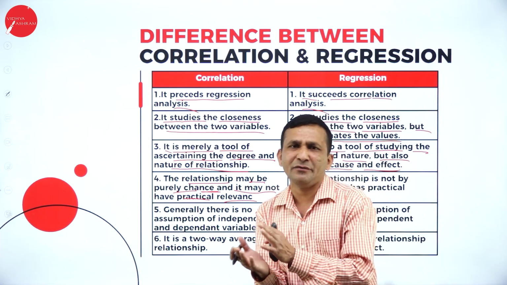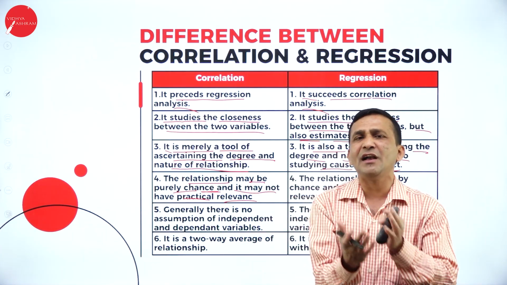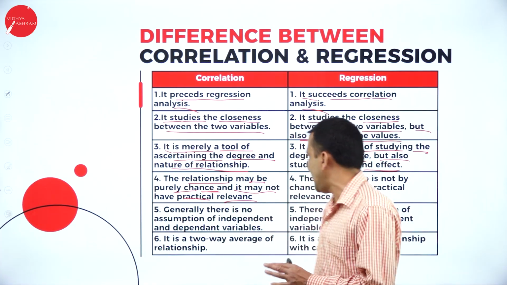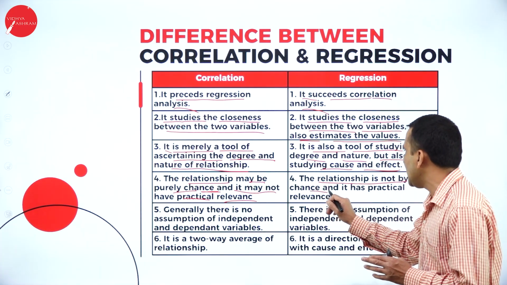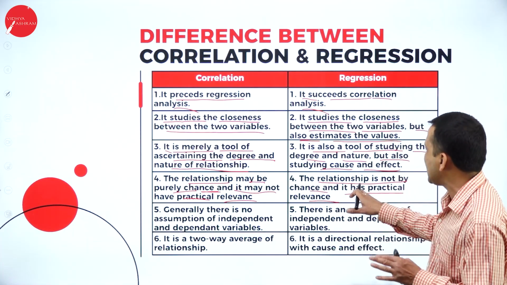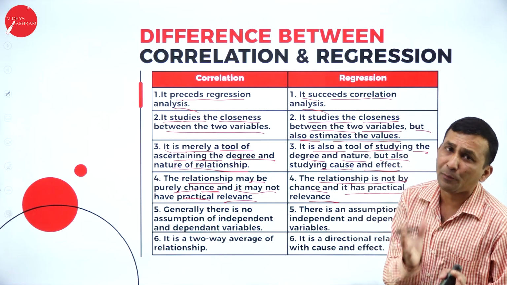Either the variables are not correlated, which we can say is nonsense correlation. There are different types of correlation we identify, and there is something by chance we identify here. But in case the relationship is not chance and has practical relevance, we go for estimating or predicting.